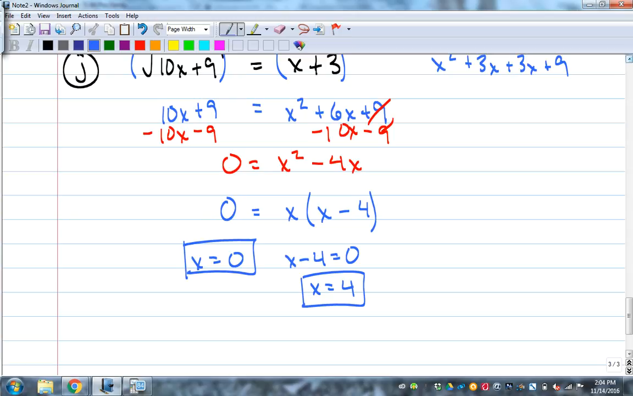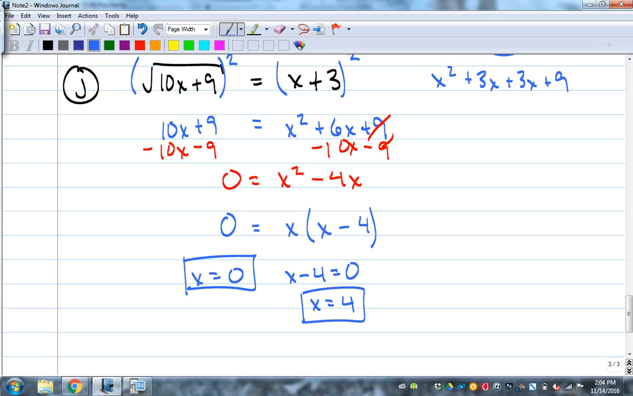And then we need to check those in the original, see if we need to throw one of them away. It's possible that both of them work. So if I plug a 0 in, that'd be square root of 9, and 0 plus 3 is 3. So square root of 9, 3. Yes, there's not a negative sign in there that's causing a problem. 4 plugged in there to be 49. 4 plus 3 is 7. The principal square root of 49 is 7. So that works as well. When there's a square root already in the problem, you're only looking for the sign that's in front of it. If there's nothing in front of it, it's considered to be a positive square root. So the positive side is what you're checking when you do that.